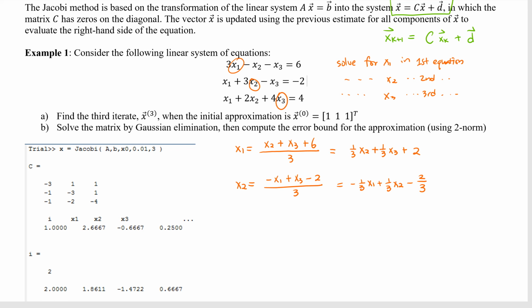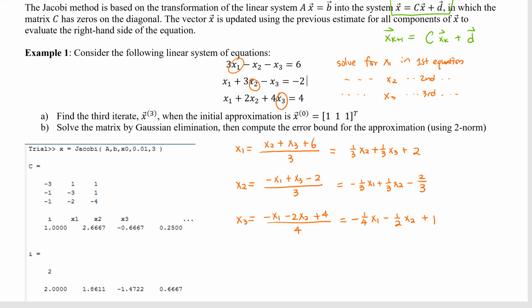And x3 in the third equation. Now let's see. We move the x1 to the other side, it becomes minus x1. When we move the 2x2 to the other side, it becomes minus 2x2. And we still have the 4 there. Divided by 4, then we have minus 1/4 x1 minus 1/2 x2 plus 4 over 4, which is 1. So far, so good, everybody.